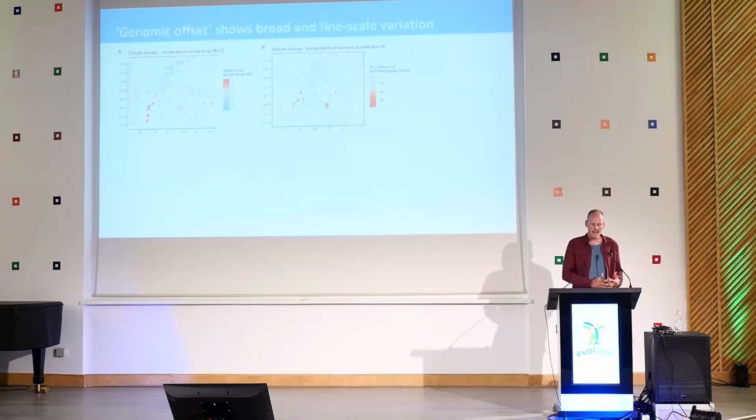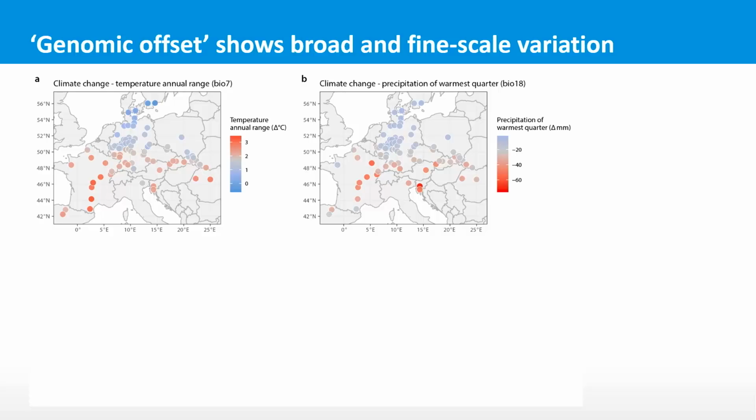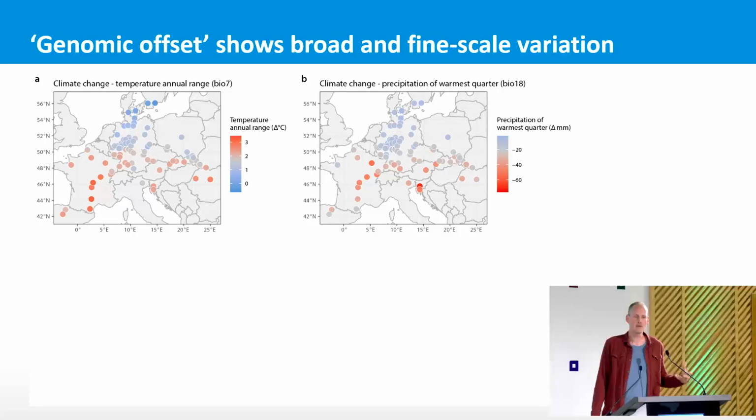So we again looked at these two important bioclimatic variables, annual temperature range and summer precipitation. And what I'm showing you here is the predicted climate change under a moderate climate change scenario, RCP 4.5. The model is from the Max Planck Institute. And you see the temperature annual range is predicted to increase, so the extremes will be further apart, and especially in the southern part of the range, annual range will increase by about 3%. Precipitation in summer will decrease. Again, it's the southern part which will experience stronger changes in climate, with reductions of more than 60 millimeters predicted.